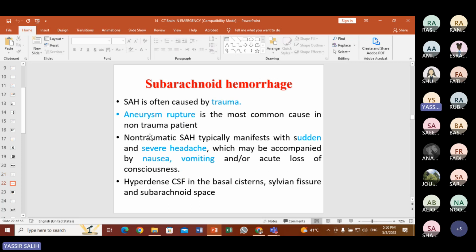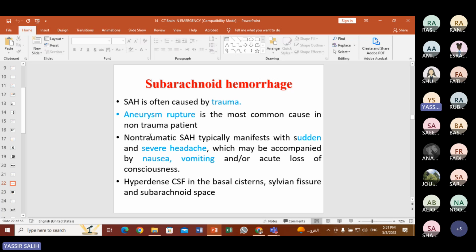Subarachnoid hemorrhage is often caused by trauma, but it also can be due to a non-traumatic cause such as rupture of an aneurysm. In non-traumatic subarachnoid hemorrhage, the patient usually presents with sudden and severe headache. It feels like very severe pain, and may be accompanied by nausea, vomiting, and loss of consciousness. This is the clinical presentation of non-traumatic subarachnoid hemorrhage.